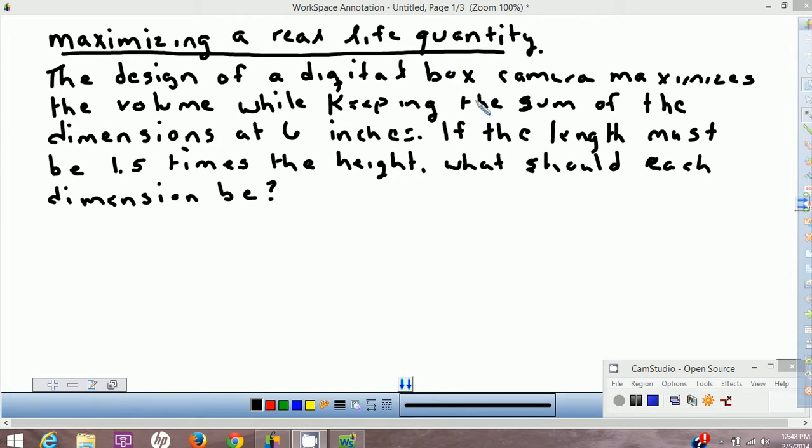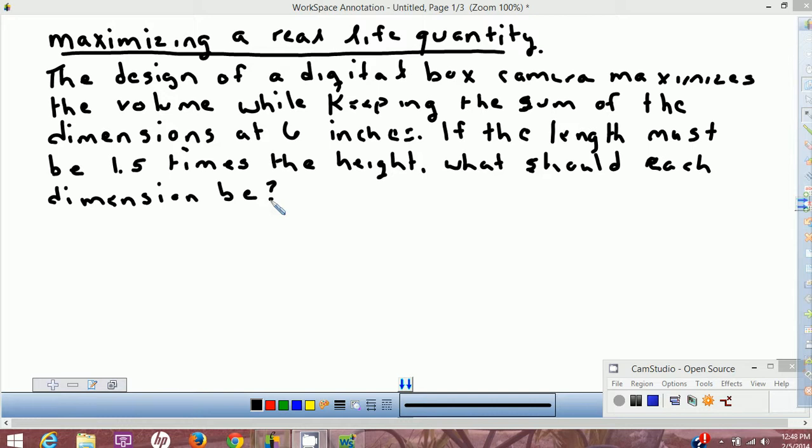The design of a digital box camera maximizes the volume while keeping the sum of the dimensions at 6 inches. Let's assume this to be a rectangular box. If the length must be 1.5 times the height, what should each dimension be? Remember, we've got several pieces of information that we know. We know that the length is 1.5 times the height. We know that the sum of the dimensions is equal to 6.